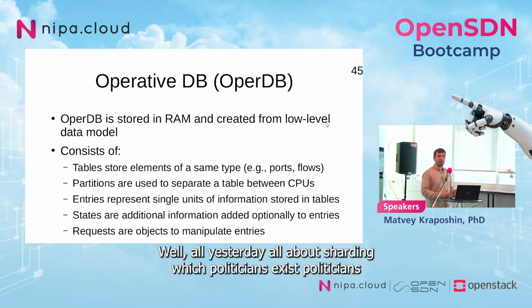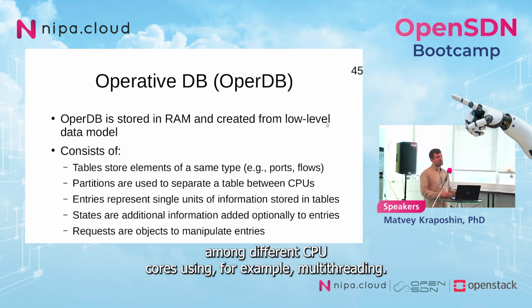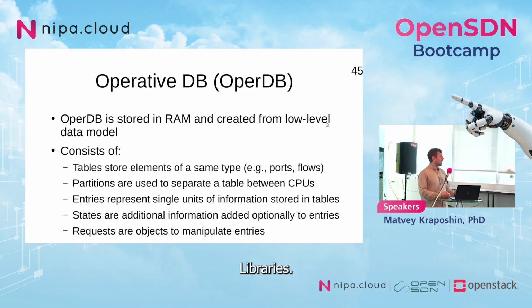Yesterday, Olga talked about sharding, which partitions computational efforts among different compute nodes. And in pure partitioning without sharding, we split computational efforts among different CPU cores using, for example, multi-threading libraries. Each partition contains entries actually as a tree, and each entry has several states.